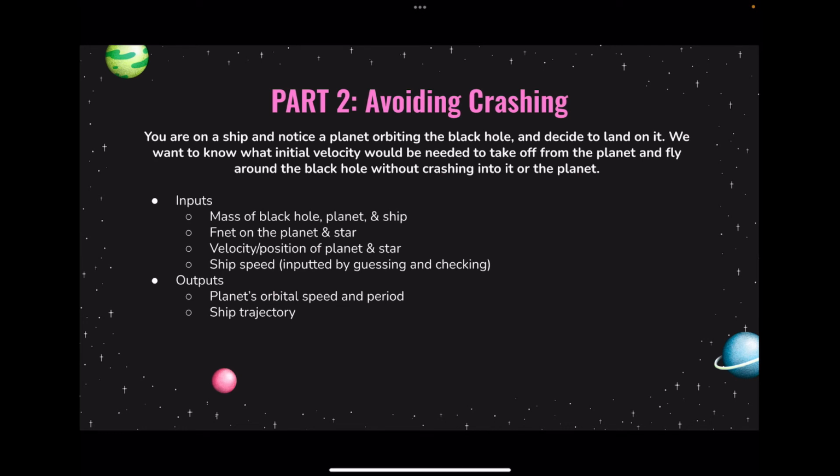So, moving on to part 2 of the lab, we're avoiding a crash. Again, we're on a ship, we're orbiting a black hole, and we land on a planet. We want to know what initial velocity is needed to get off this planet and not get caught in the black hole. So we're going to input a couple of pieces of information: mass, net force, velocity, and the ship speed. This is the variable we're going to be playing around with. This is going to output the planet speed and the ship's trajectory in a model.